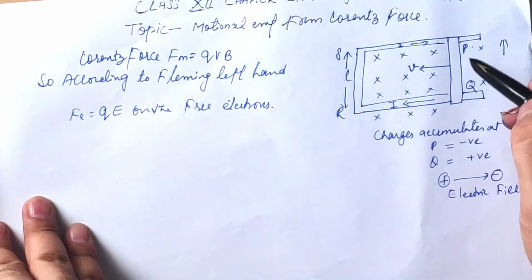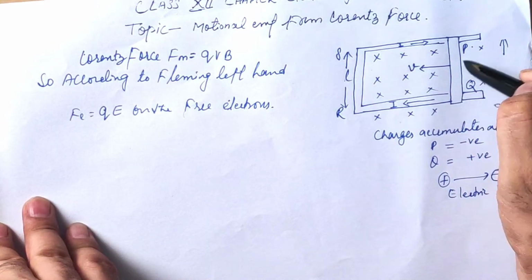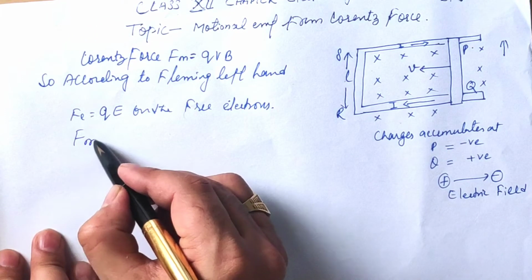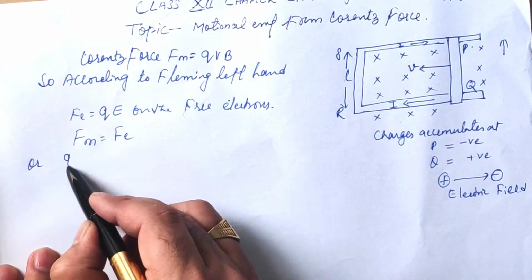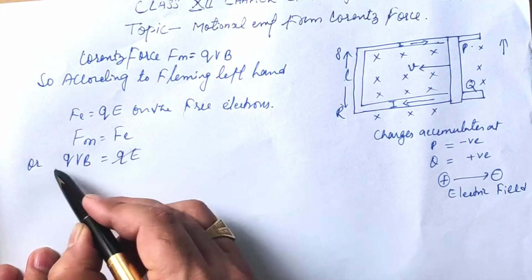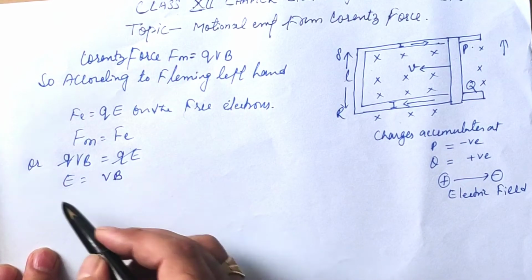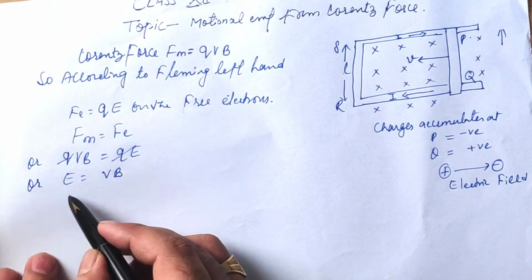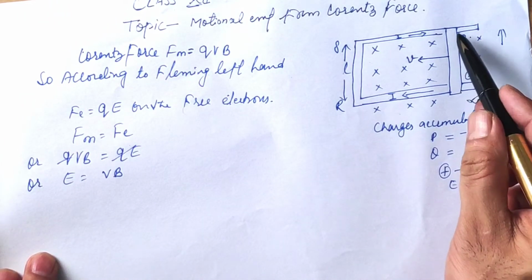So positive charge will keep accumulating at this point and negative charge at point P, and this process goes on till the electric force becomes equal to the magnetic force. You know the formula of magnetic force, that is qvB, and electric force is qE. So you can cancel q from this equation, then we get E is equal to vB. Now what will happen, the potential difference between the ends Q and P, the potential will be set up along this conductor.